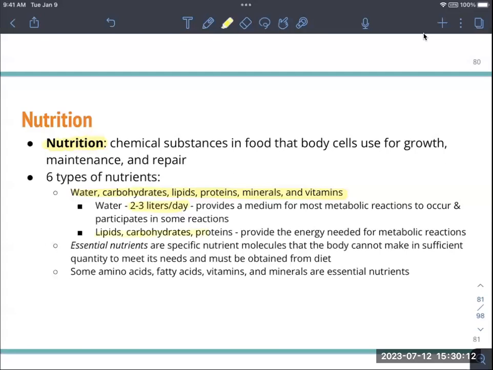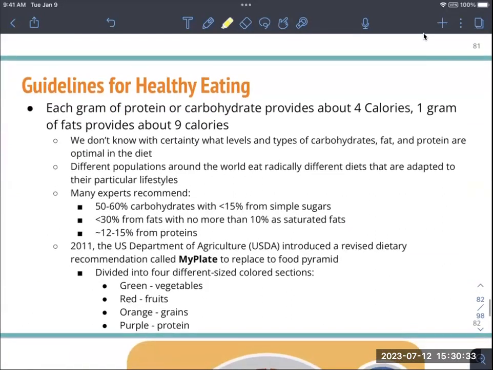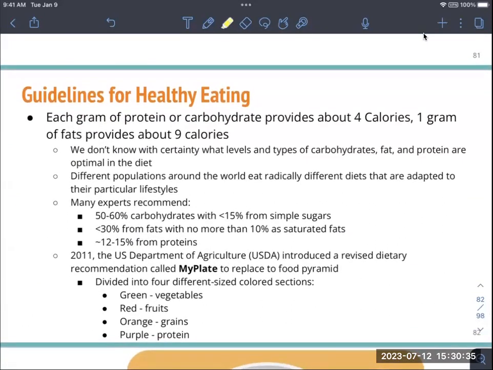Lipids, carbohydrates, proteins, these give our cells energy. Essential nutrients are the nutrients that our body cannot make, so we have to take them in. That includes some amino acids, some fatty acids, some of those vitamins and minerals. They're essential nutrients. For each gram of protein or carbohydrate, that gives us about 4 calories. 1 gram of fat gives us 9 calories.